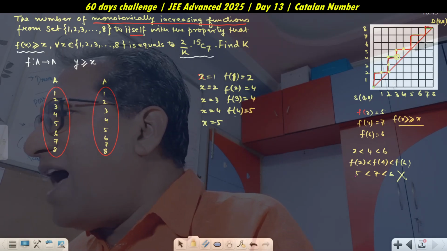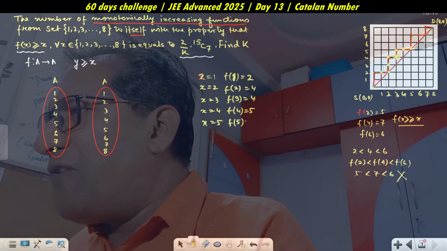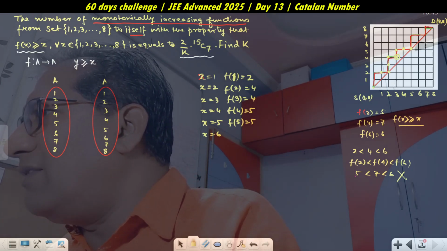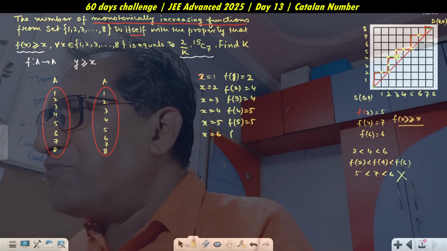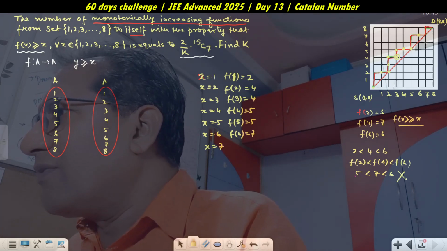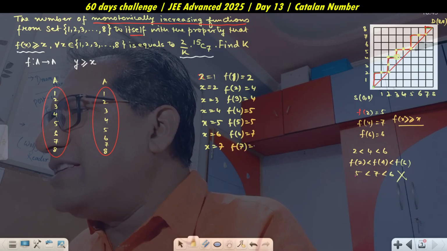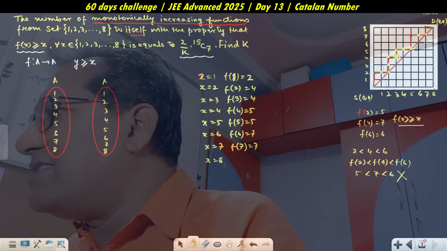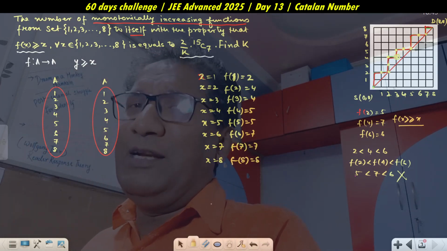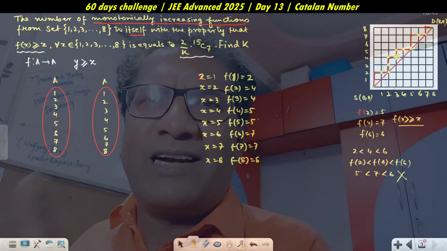When x is 5, it is touching this point, which is actually 5. So f of 5 is 5. When x is 6, it is touching this point, which is basically 7. So f of 6 is 7. Now when x is 7, it is touching this point, which is actually 7. So f of 7 is 7 again. When x is 8, it is touching the point 8. Now please see whether this path satisfies both of our conditions or not.